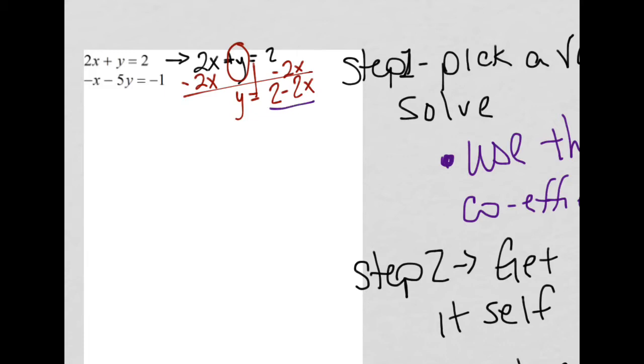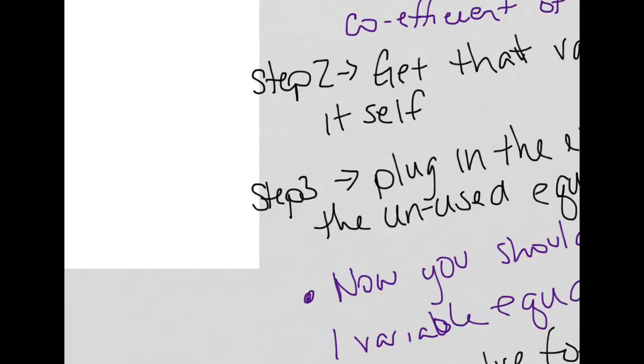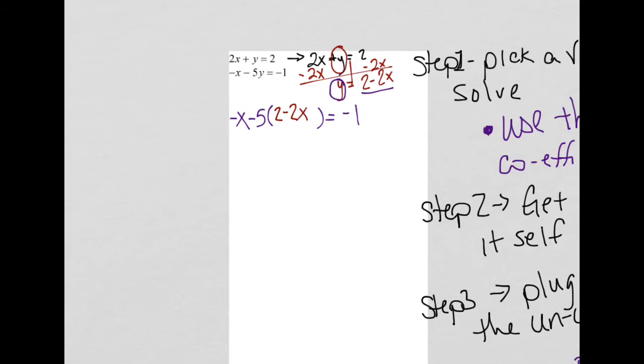So it says that y equals that. So I keep my negative x, I keep my minus 5, but instead of y, I fill in what y equals. Well, y equals 2 minus 2x. So in my equation here, I'm going to put 2 minus 2x. So I plugged it in. Now I should have a one variable equation. I do. You notice the y has disappeared. Yay.